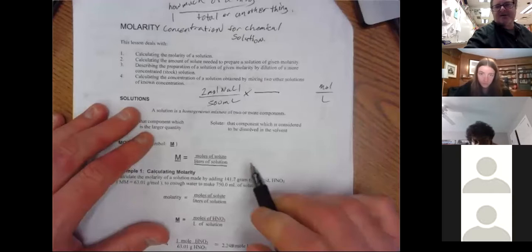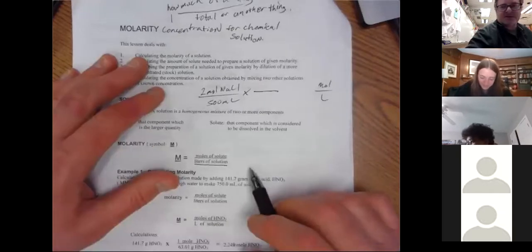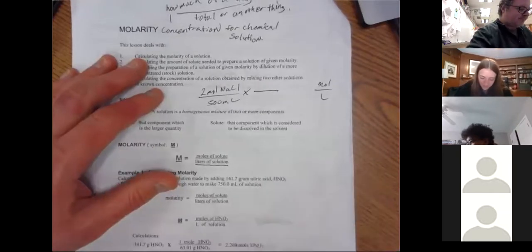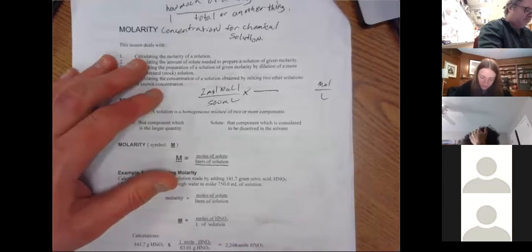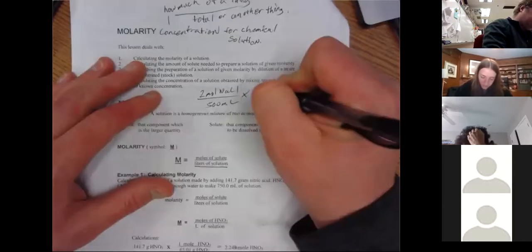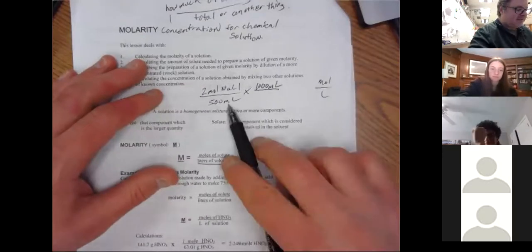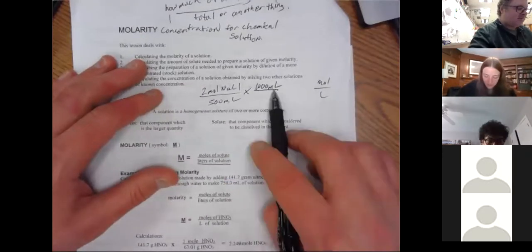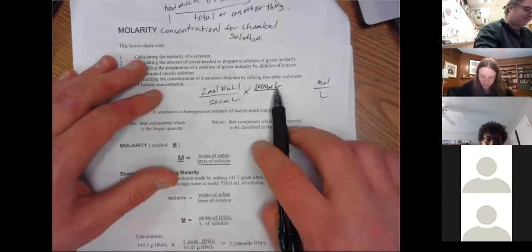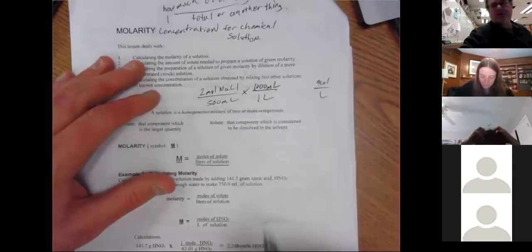We don't talk like that in here, right? We use the step process. So what goes on top? 1,000. Wait, making it hard. What goes on top has to cancel out the milliliters, right? So 1,000 milliliters goes on top, and that is equal to 1 liter.